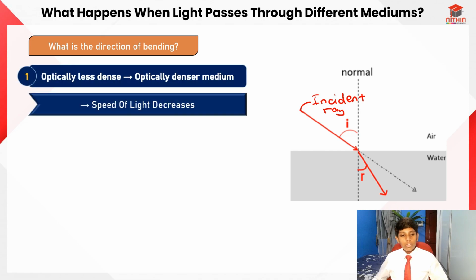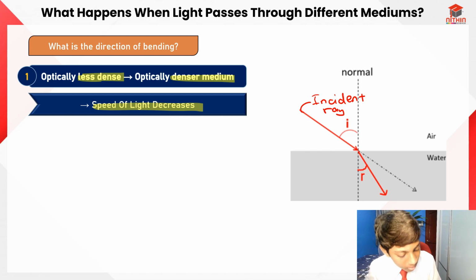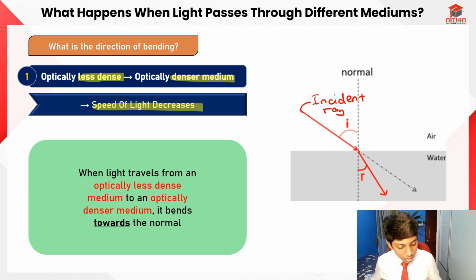So what happens? It's actually traveling from an optically less dense to an optically denser medium. So what happens is that the speed of light decreases. Always remember, less dense to denser is always that the speed of light decreases. So what happens when the speed of light decreases? When light travels from an optically less dense medium to an optically denser medium, it bends towards the normal. The speed of light decreases and it bends towards the normal.